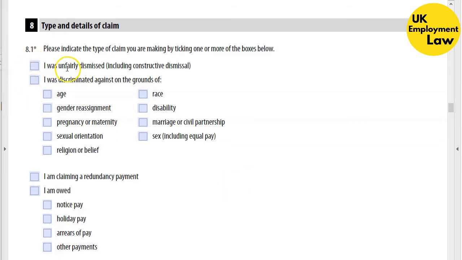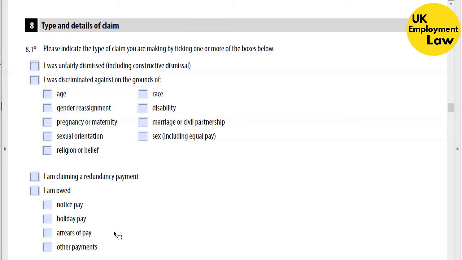As you can see, there are a number about being unfairly dismissed, discrimination on the basis of different protected characteristics, redundancy payment, and if you are owed any other arrears of wages or pay. There are separate sections on these types of claims within this course. Please look at that section to familiarize yourself with different types of claim. What is age discrimination? What is gender reassignment, for example, pregnancy or maternity, sexual orientation, unfair dismissal, constructive unfair dismissal.